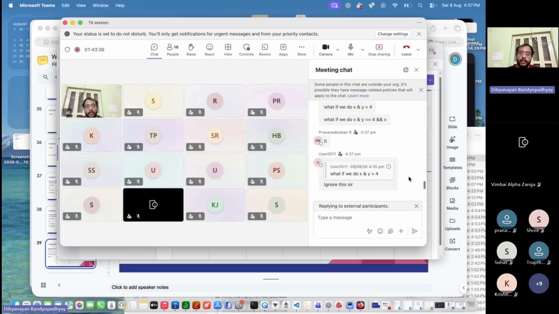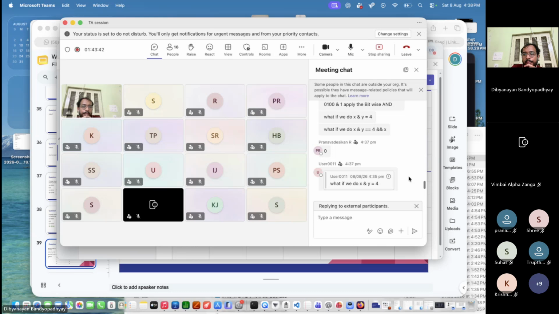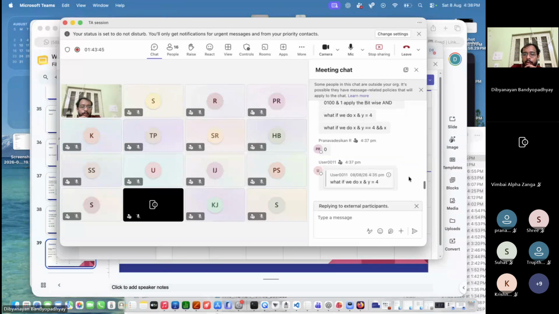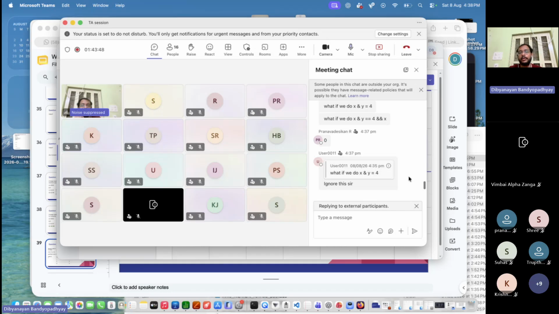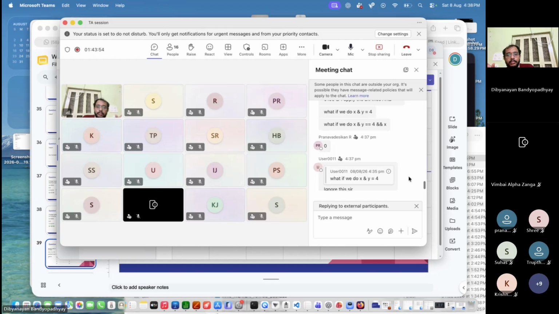Yeah, it is 0. Ignore this. Ignore what? x into x and y equal to 4. Oh, I don't think it will work actually. You are assigning a value 4 to some bitwise AND operation between two variables which are not even declared. I don't think it will work. Yeah.